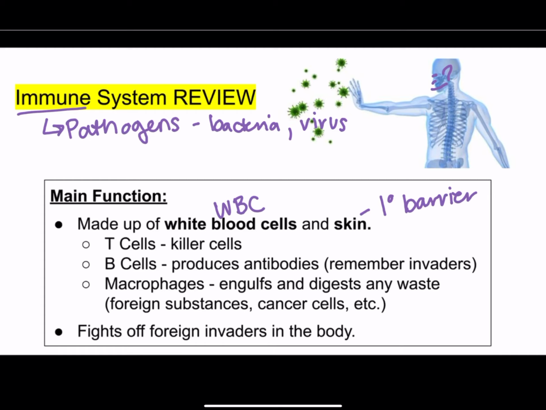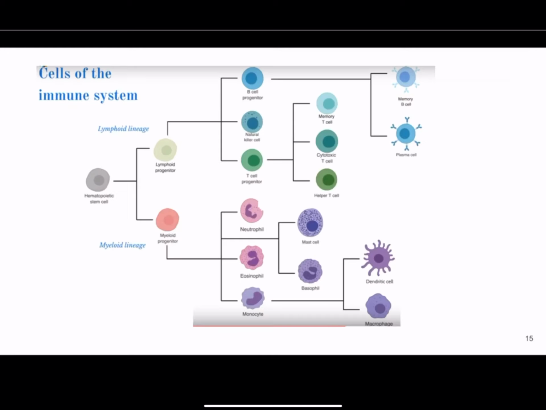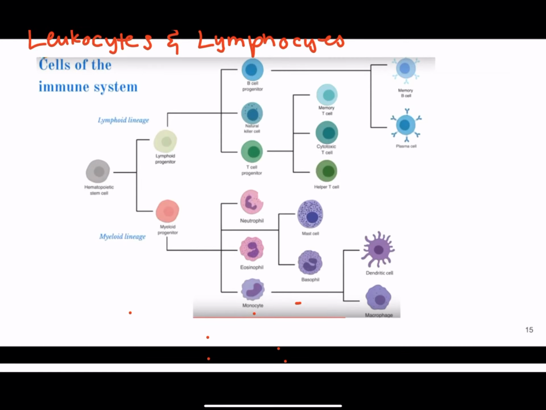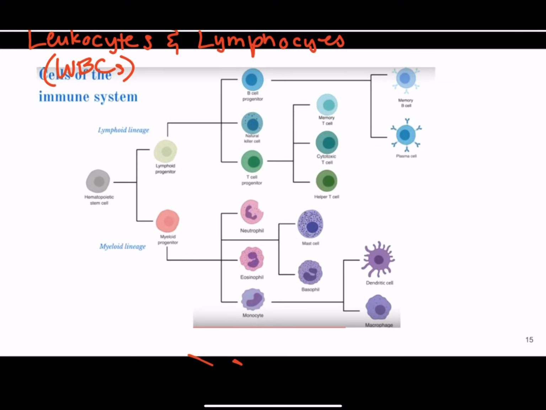Their whole job, again, is to fight off foreign invaders. But they are made up of all these different cells, and we're going to talk about some of those. We have T cells, B cells, and macrophages. On my next slide, I have all of the different cells of the immune system, and it's a lot. We're not going to talk about all of them, but I kind of want to get more specific than we did beforehand. So what's kind of interesting is we have leukocytes, which are our white blood cells.